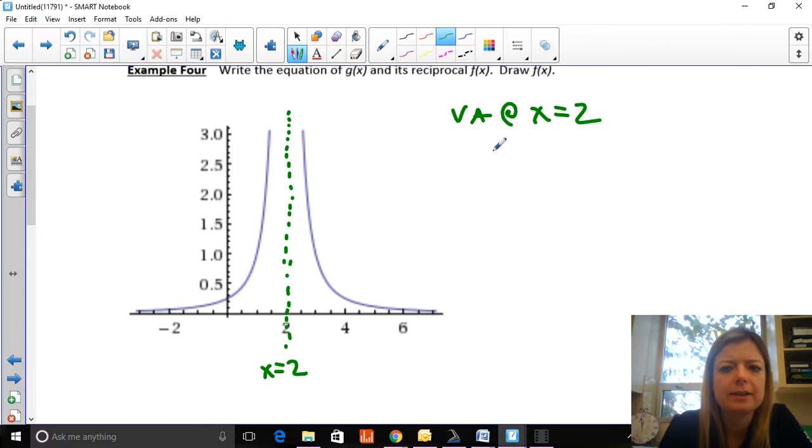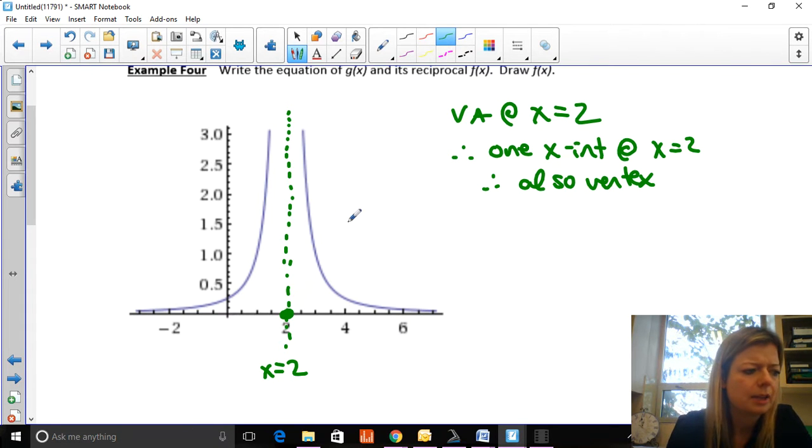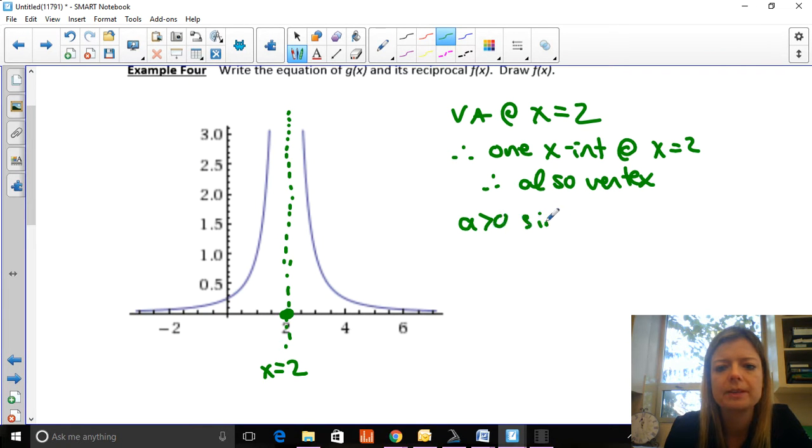That means there is only one x-intercept at x equals 2. So therefore, that has to also be the vertex. See what I did there? If there's only one x-intercept, that has to be the vertex. And because it's all positive, my parabola is all positive, so my A value is positive, since g at x is all positive, so I have to be all up here.